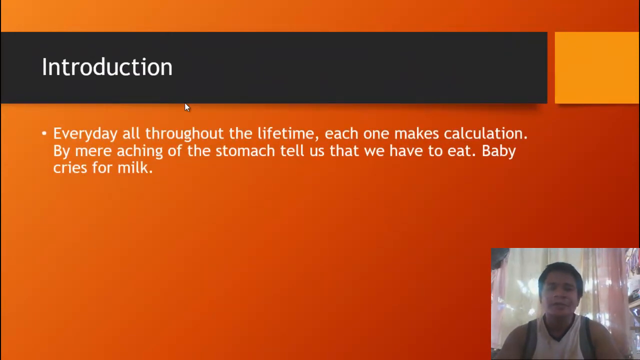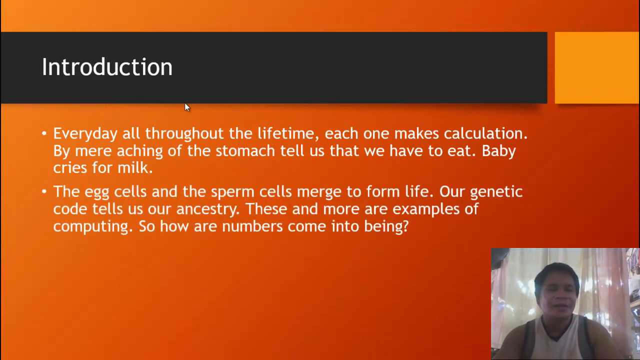Every day, all throughout our lifetime, each one makes calculations. The mere aching of the stomach tells us that we have to eat. A baby cries for milk. The egg cells and the sperm cells merge to form life. Our genetic code tells us our ancestry. This and more are examples of computing. So how did our numbers come to be?